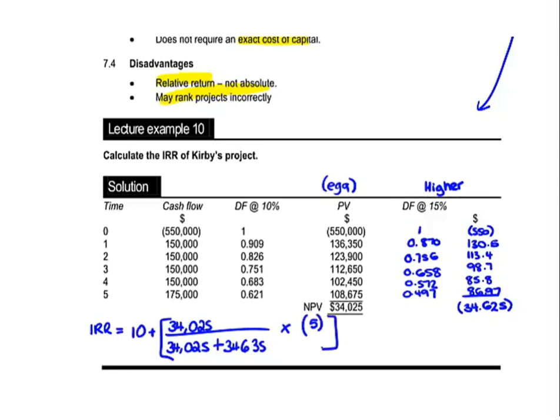So 15 take away 10 is 5. Plug all of that into your calculator and you should come up with 12.5%. So you need to practice these IRR calculations, practice using the formula and make sure that you get the right answer, and then you can practice learning the formula.